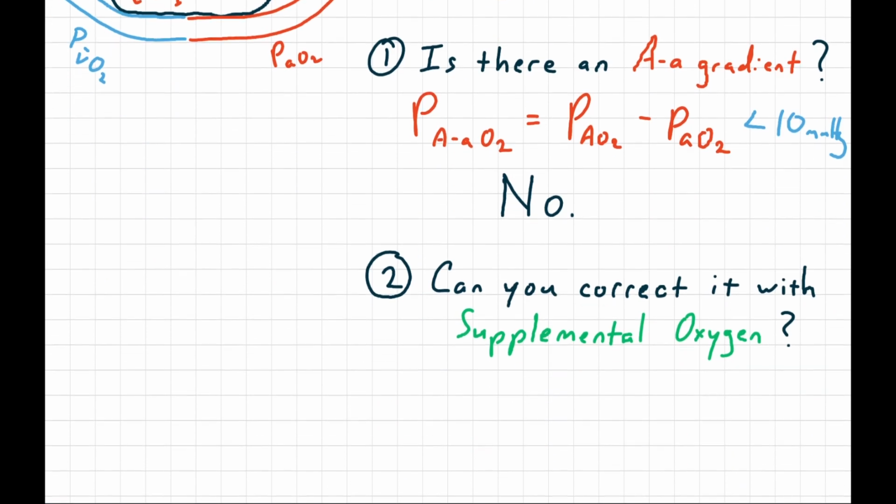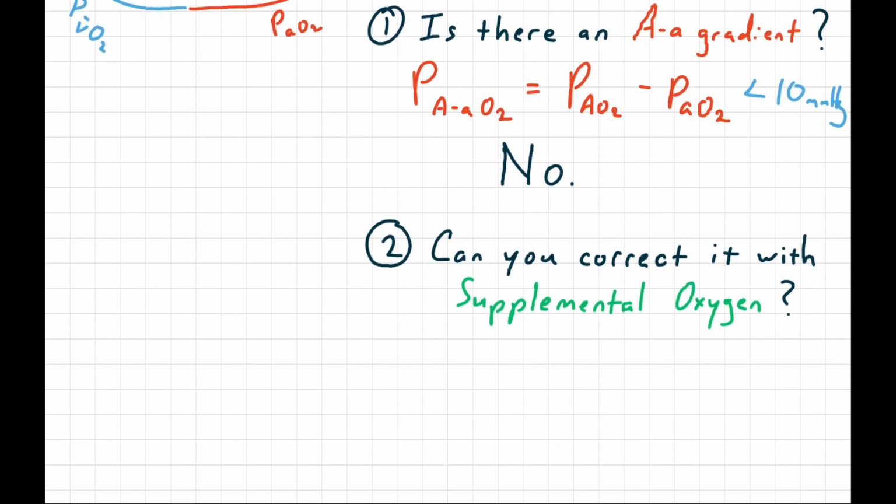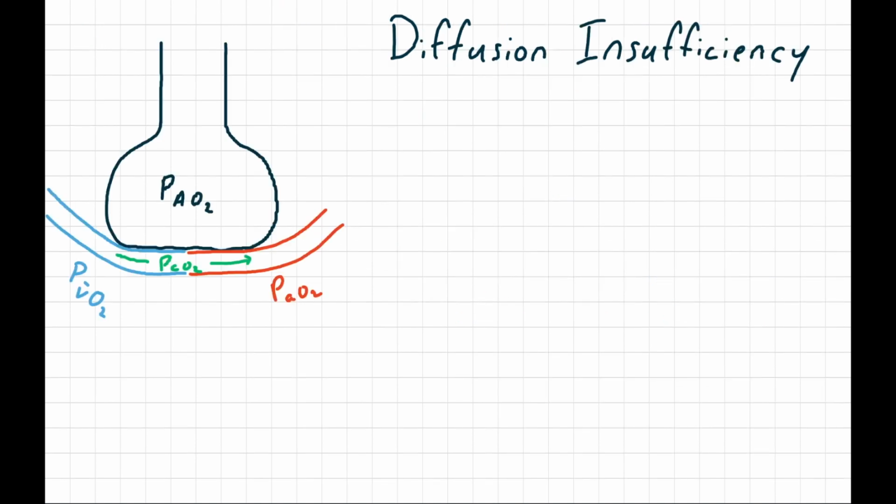So for both decreased inspired oxygen and hypoventilation, the answer to can you correct it with supplemental oxygen, is yes. As we go along, we'll compare these answers with the answers in each new cause of hypoxemia, namely diffusion insufficiency, ventilation-perfusion mismatch, and shunt. Our next cause of hypoxemia is diffusion insufficiency.